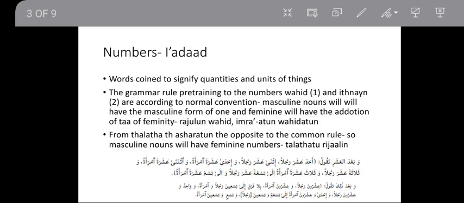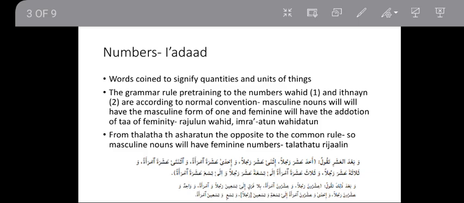However, we look at 13 and we note how the unit, which is thalatha, is feminine, and ashara is masculine, and rajulan is masculine. So the ashara part is the same as the tens. The part of the number which represents the tens is in line with the gender of the noun. So rajulan is masculine, so ashara will be masculine. However, thalatha, which is the unit, will be feminine based on the rule which we said before. And then we see this rule being applied as well when there's a feminine noun, imra'atan, which means woman. You'll see thalatha is masculine and asharata is feminine. So you'd say thalatha asharata imra'atan. And this rule will apply up to 19.